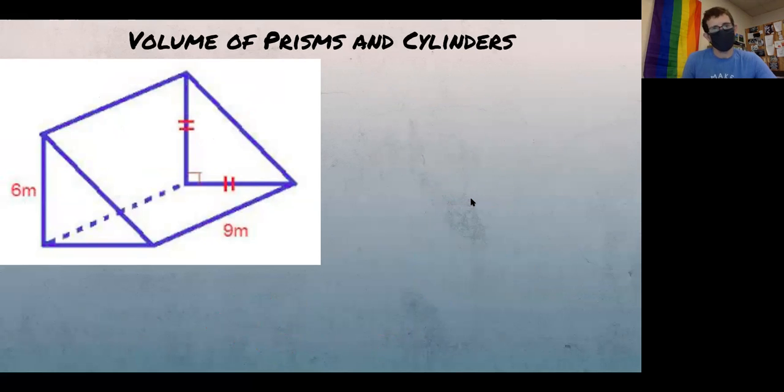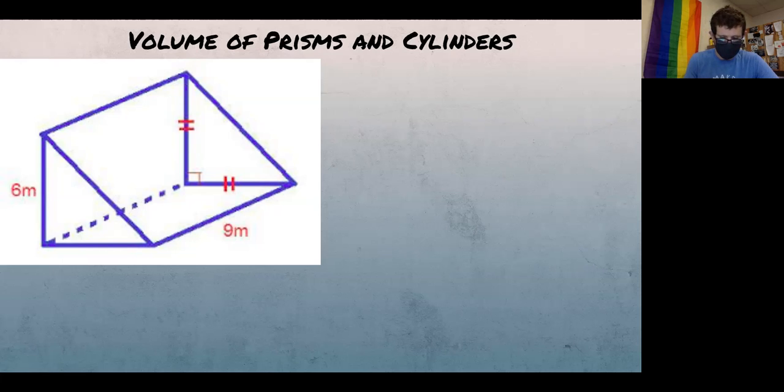All right. So my first question is, what kind of prism is this? It is a triangular prism. And this is where it can get confusing. And I will tell you right now, triangular prisms are the ones that cause the most problems. And I can kind of understand why.